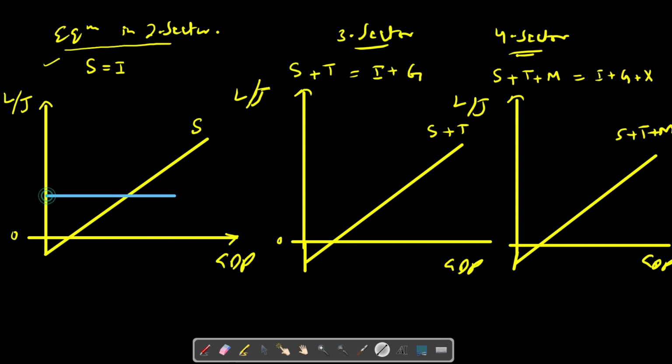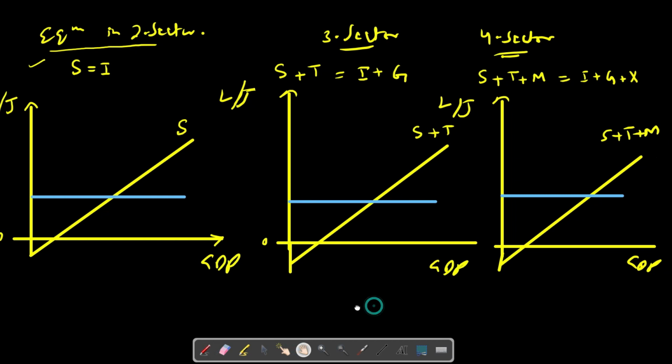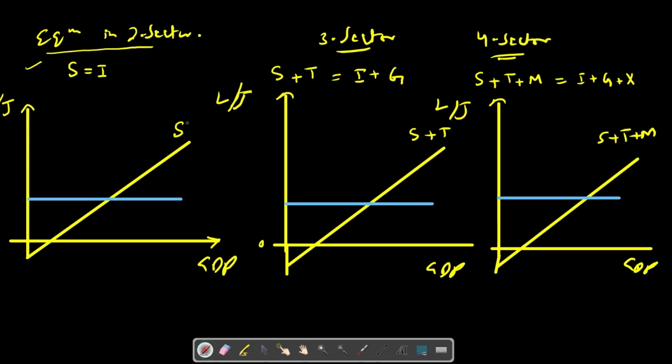Keep in mind, injections are constant or autonomous by nature, so they are a horizontal straight line, and we will add injections into all of these graphs. The only difference will be the amount of components in each type of injection. In the two sector economy, injection is only investment, so we will plot investment here. Equilibrium takes place where saving is equal to investment, so saving and investment intersect at point E, and the national income or GDP will be equal to Y.